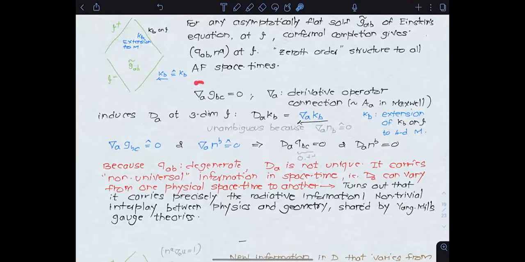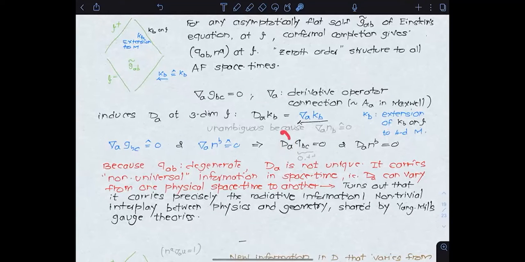So the given derivative operator in the conformally completed space-time gives me a derivative operator on the boundary up here. Now one might say that, just like the derivative operator compatible with g is unique, since I'm looking at torsion-free derivative operators and metric compatibility gives me a unique derivative operator, what about here?